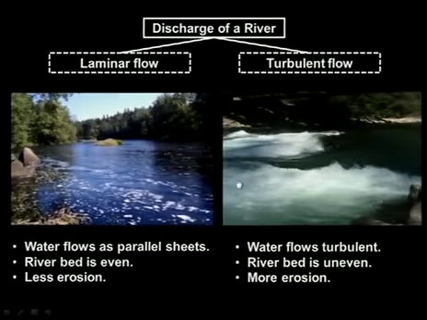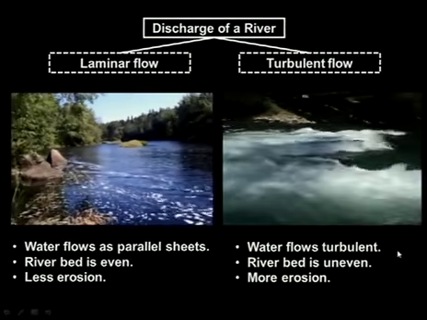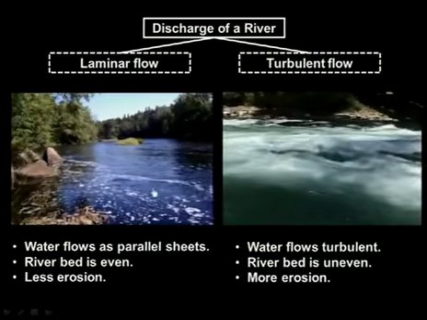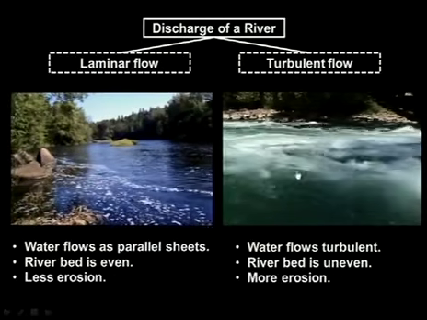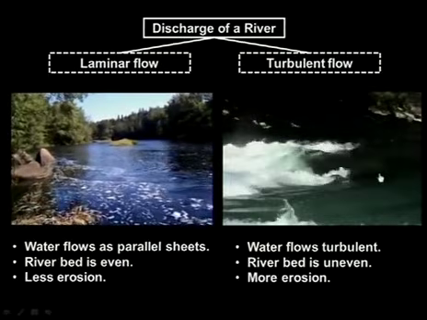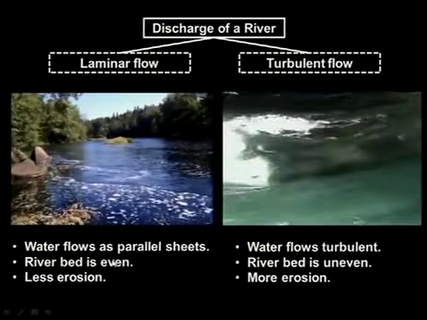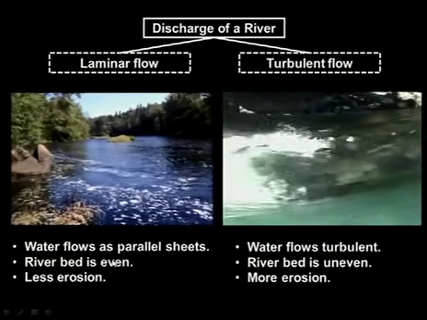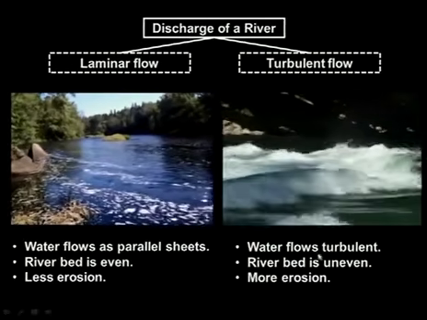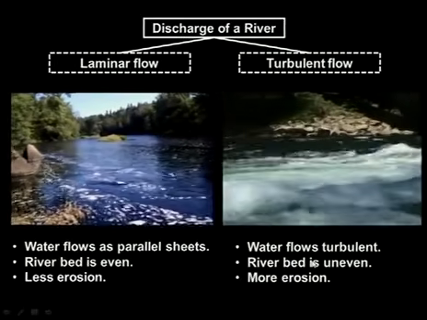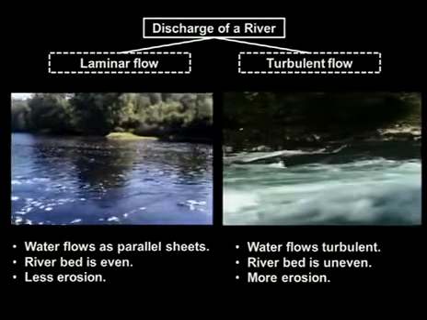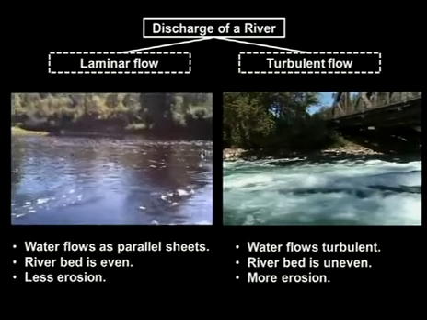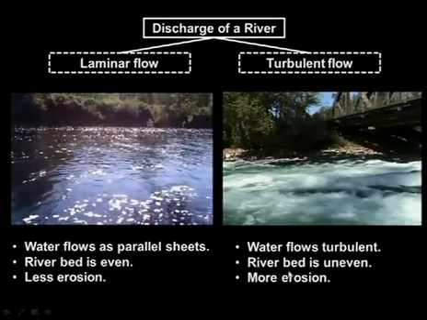If you have a look at this, people, immediately you will see that on the one side the water flows as parallel sheets. Have a look at that, beautiful parallel sheets. But look at this, very turbulent, the water is flowing on the side. Why is it flowing in parallel sheets? Because the river bed right at the bottom will be even. And on this one, the river bed will be uneven. Just look at the way the two rivers flow. Of course, there will be more erosion on this side by your turbulent flow than in your laminar flow. So people, you must know the difference between laminar flow and turbulent flow.